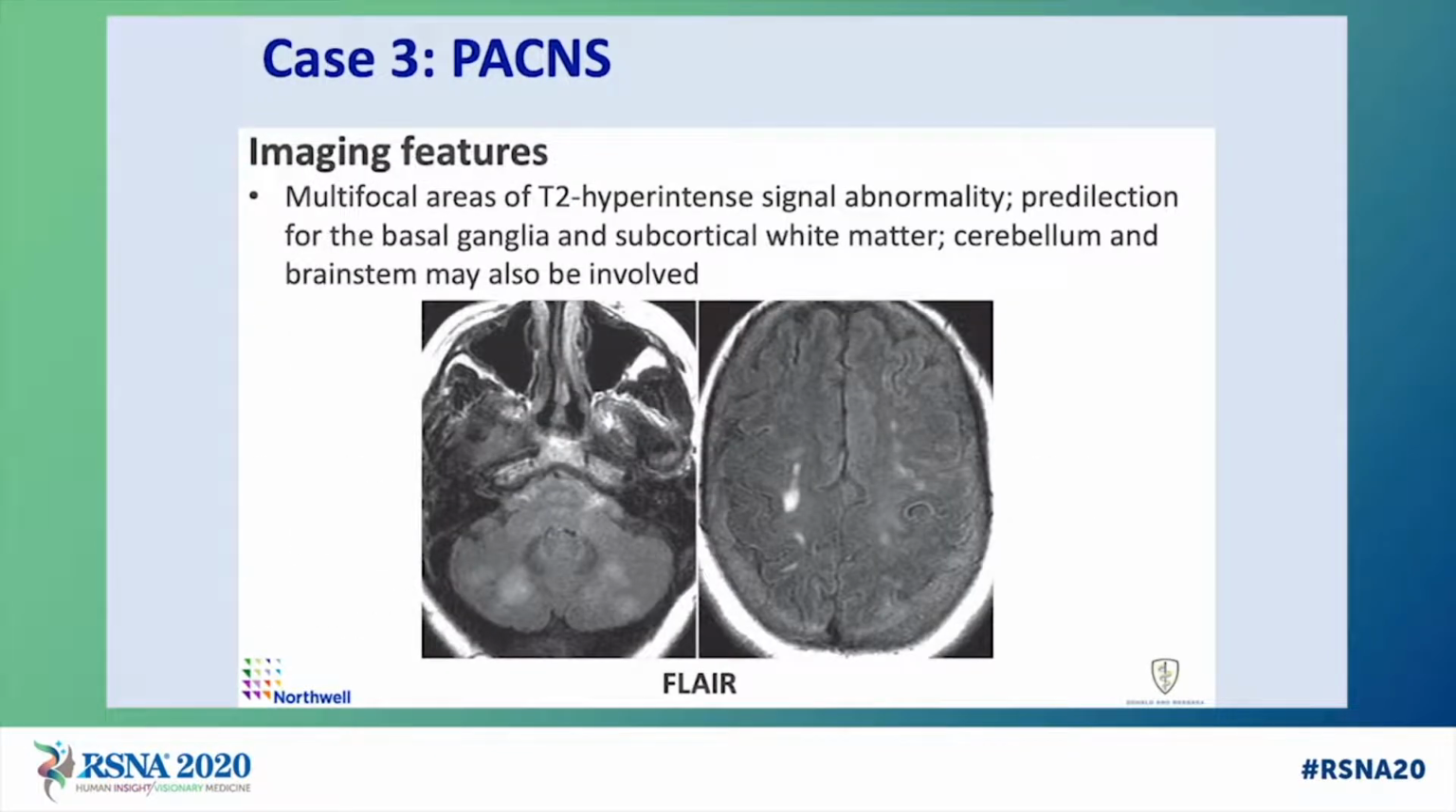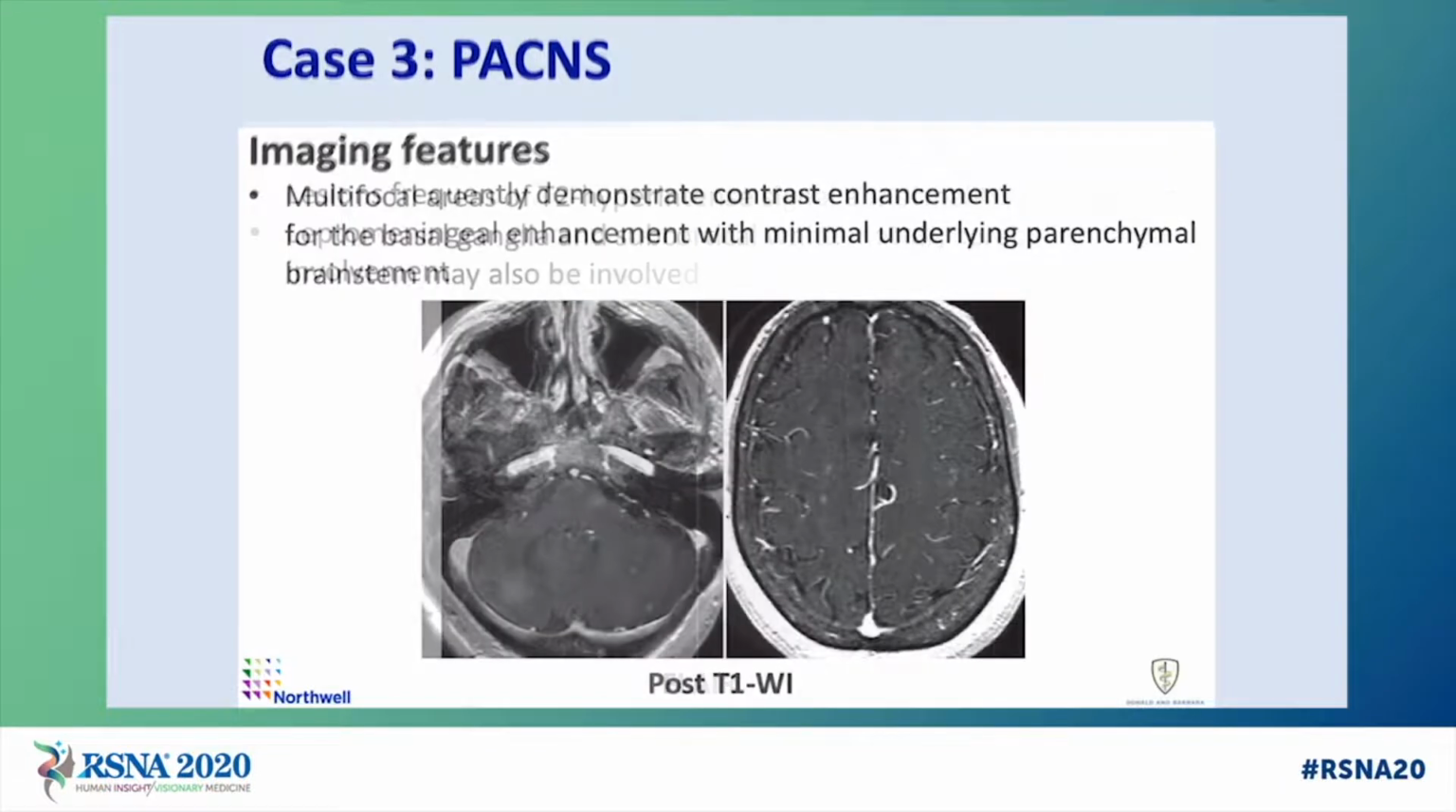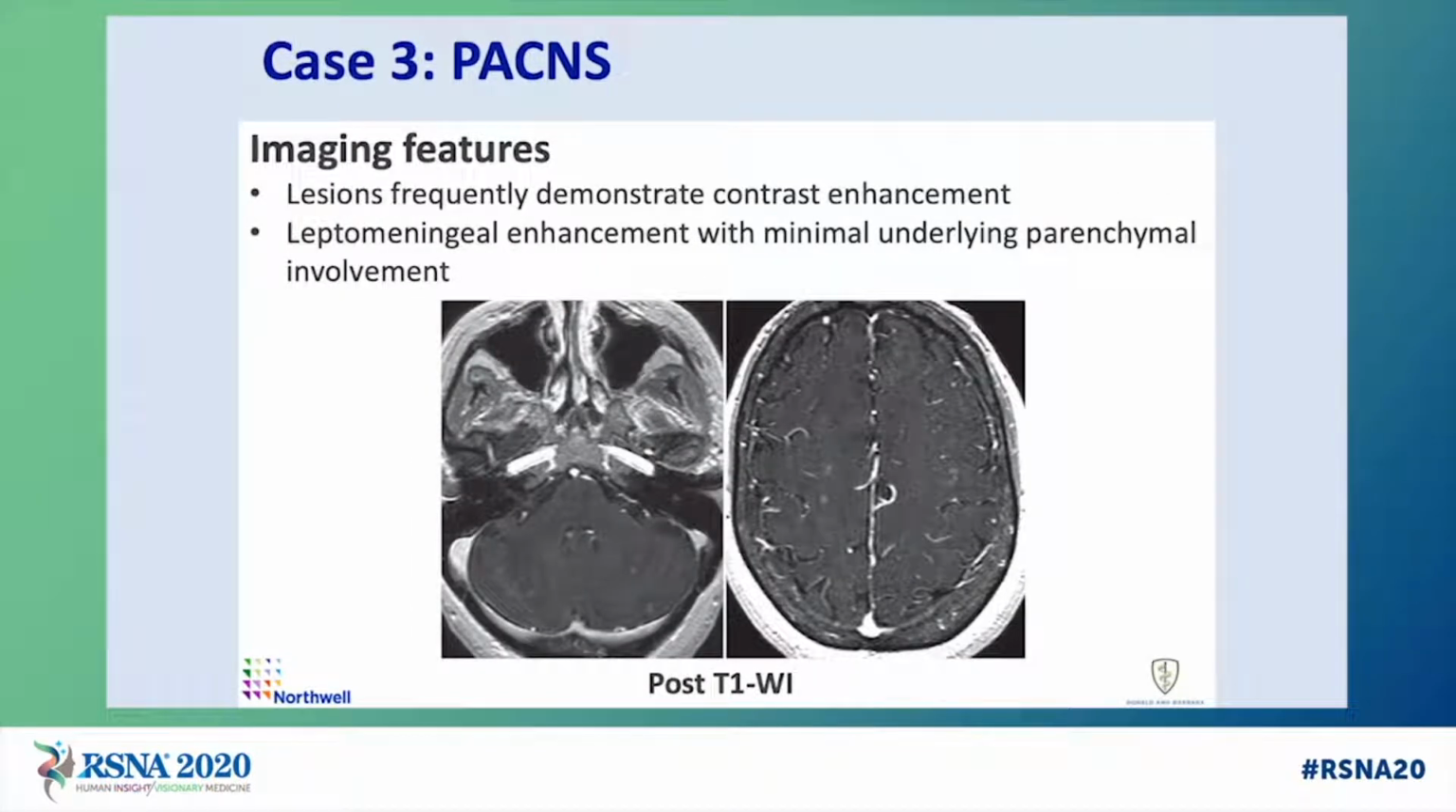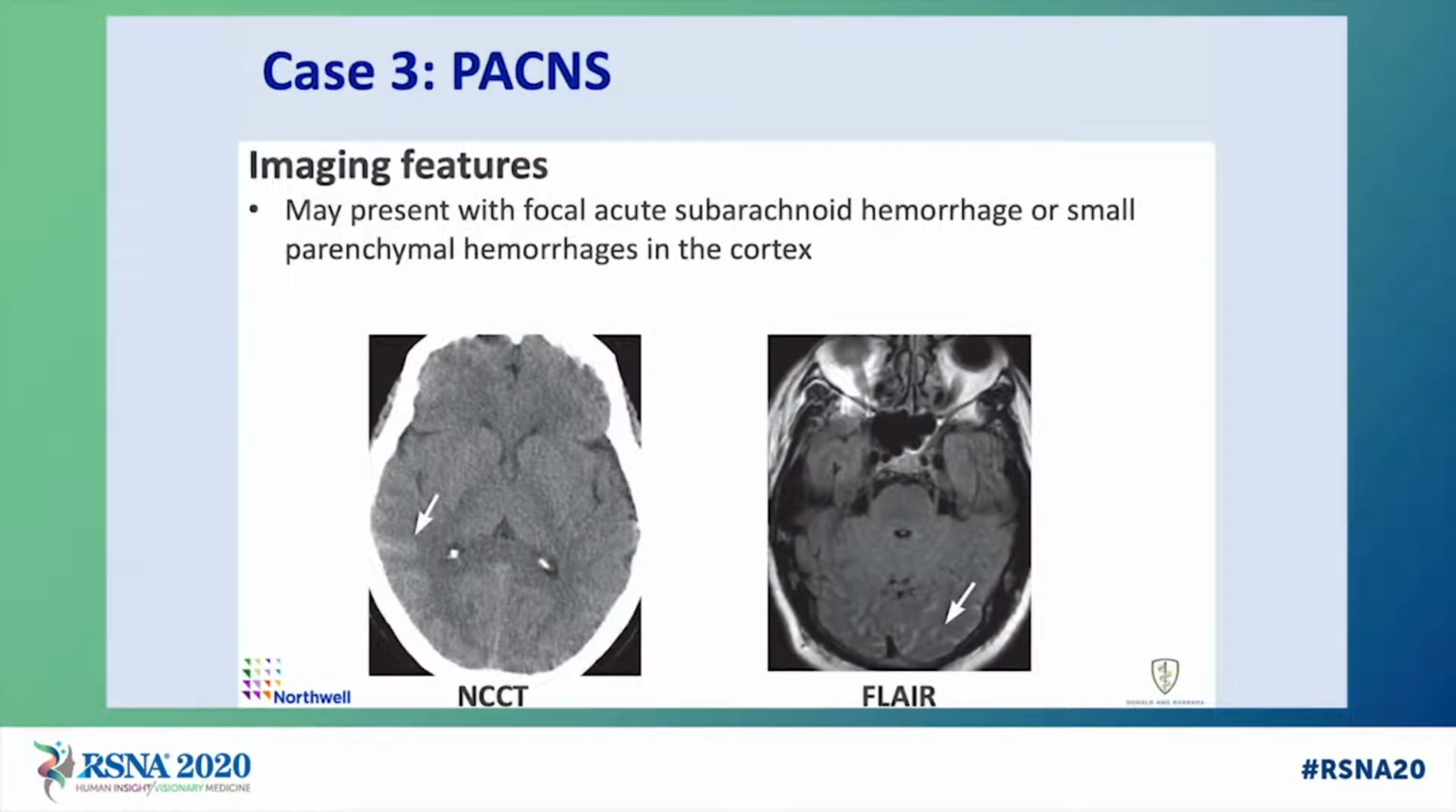The imaging features of PACNS include multifocal areas of T2 hyperintense signal abnormality, with a predilection for the basal ganglia and subcortical white matter. The cerebellum and brainstem may also be involved, as seen in our index case. Other imaging features include contrast enhancement, frequently associated with the white matter lesions, and leptomeningeal enhancement with minimal underlying parenchymal involvement. PACNS may also present with focal acute subarachnoid hemorrhage or small parenchymal hemorrhages in the cortex, as seen in this case on CT and MRI.